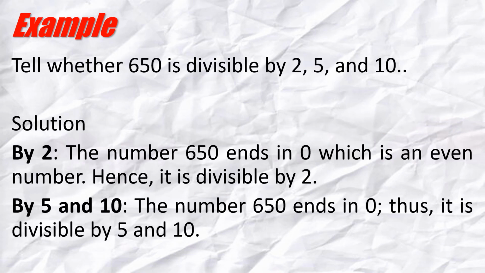For the next example, tell whether 650 is divisible by 2, by 5, and by 10. Looking at the given, the last digit is 0. Since the last digit is 0, it's an even number. Thus, it is divisible by 2. Also, according to the rule, when a number ends in 0, it's also divisible by 5 and also divisible by 10. So, 650 is divisible by 2, by 5, and by 10.